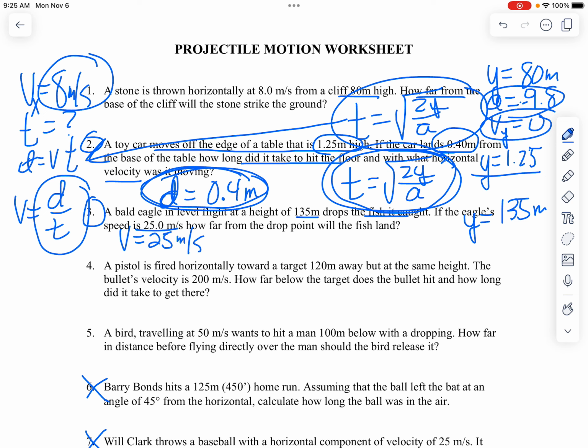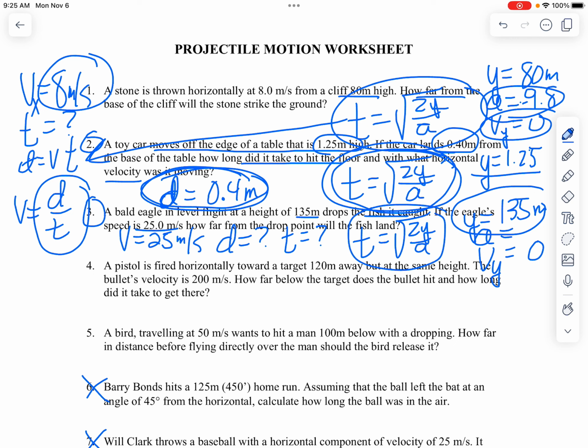How far from the drop point will the fish land? We're trying to find distance. We're going to need time. So find the time from the height, the acceleration, negative 9.8, and the initial velocity, the y component, is 0. Find the time using this.